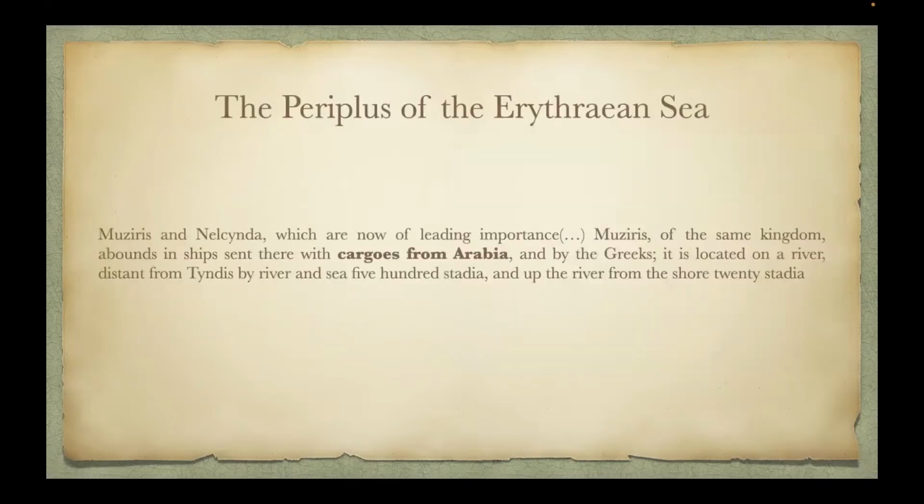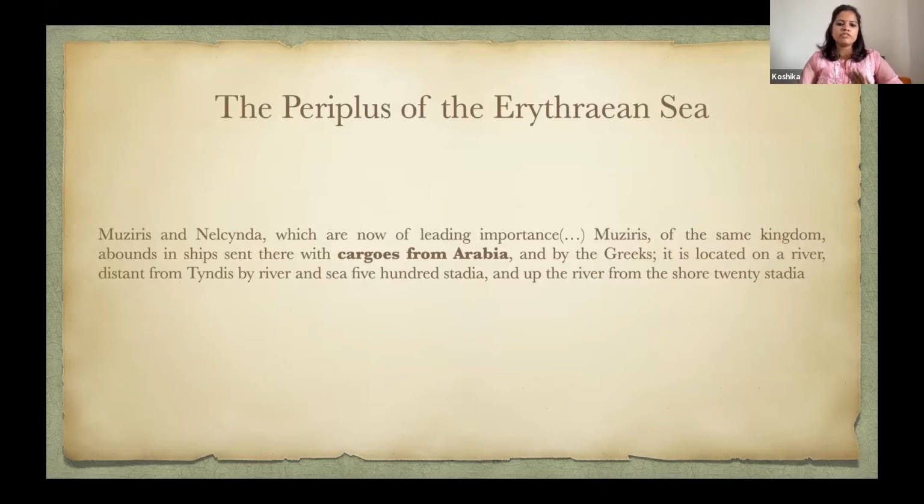This is a small line from the Periplus of the Erythraean Sea, which talks about the cargoes from Arabia, abundant ships sent there with cargoes from Arabia.